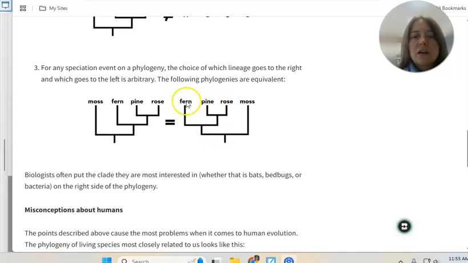But that's not saying we have to write it this way. We could write it this way, and then you could say modern day mosses, for what they are, they're really evolved, they're really well suited for their environments. So being well suited for environment means you're evolved. So you could write it this way and say mosses are very highly evolved. So let's look at some misconceptions about humans.